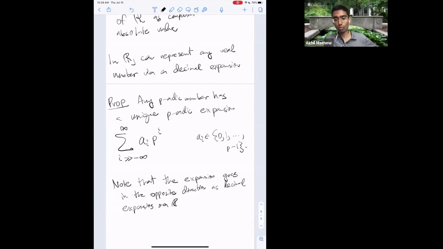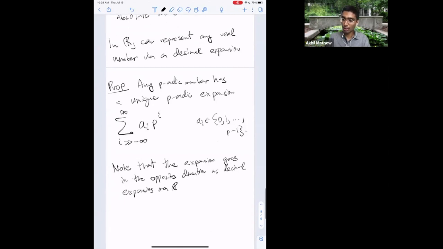For example, what does this infinite sum mean? It means you're taking the sum of the a sub i times p to the i, but the point is that those terms are going to zero, because p has absolute value less than one. So maybe I can add this to the note.